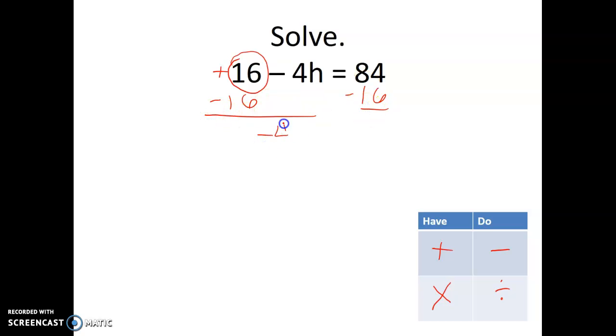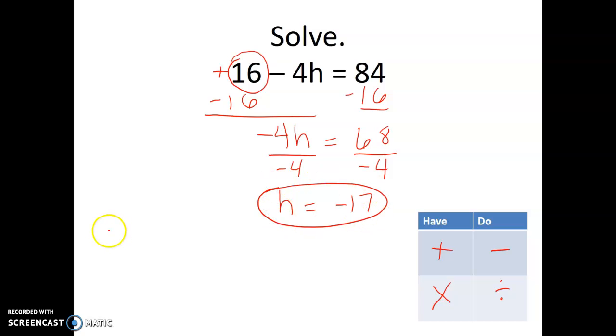So I'm left with negative 4h, and 84 minus 16 is 68. Now this looks like a one-step equation. I've already done my subtraction. Now I'm going to divide both sides, not by 4, by negative 4, because that negative doesn't want to be by the grumpy old man either. So I get h equals 68 divided by negative 4, which is negative 17. That should be my solution.